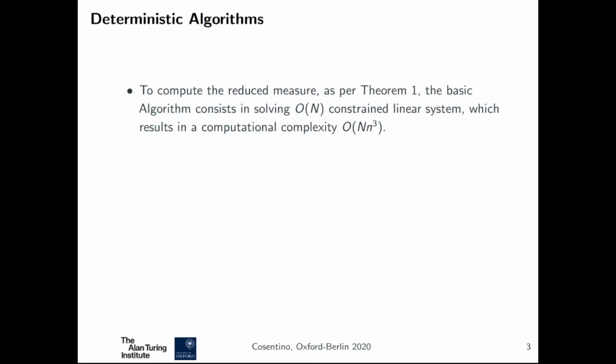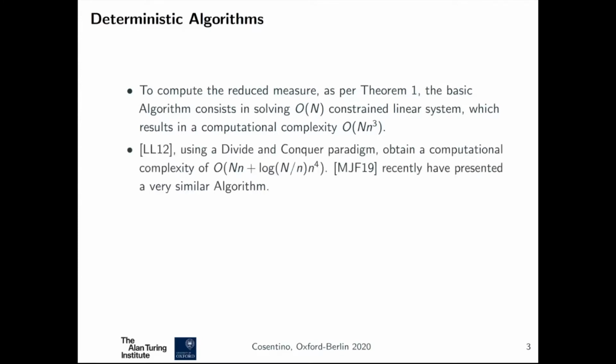In the literature, different algorithms have been presented to compute such a recombined measure. The first one, which is also the easiest, consists in solving big N number of times a linear constraint system, which results in a complexity of big N small n cubed.